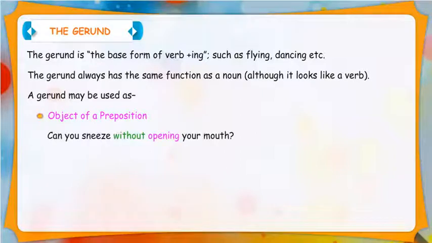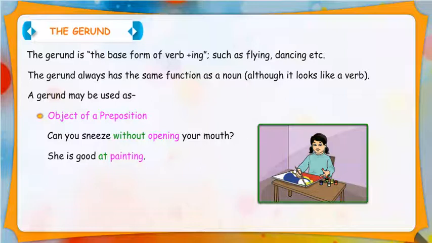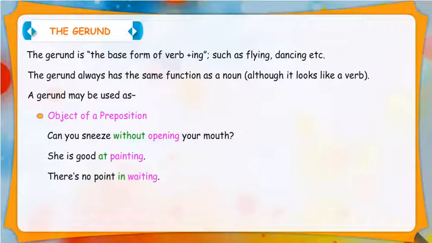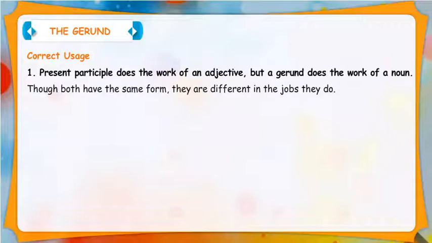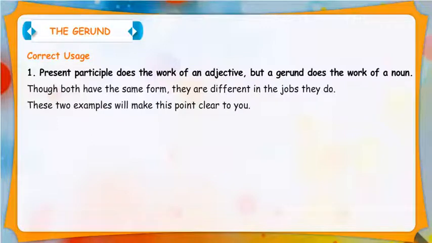Object of a preposition. Can you sneeze without opening your mouth? She is good at painting. There is no point in waiting. In spite of missing the train, we arrived on time. Correct usage. Present participle does the work of an adjective, but a gerund does the work of a noun. Though both have the same form, they are different in the jobs they do. These two examples will make this point clear to you.